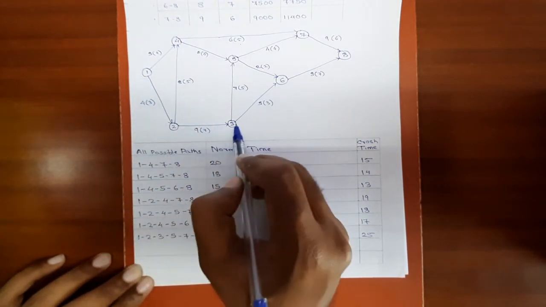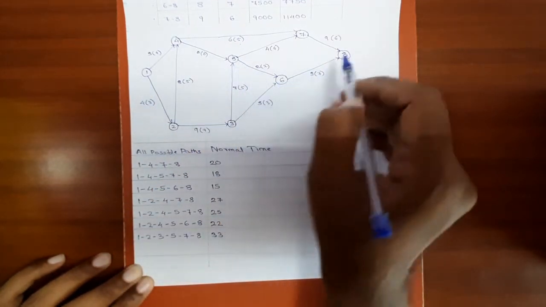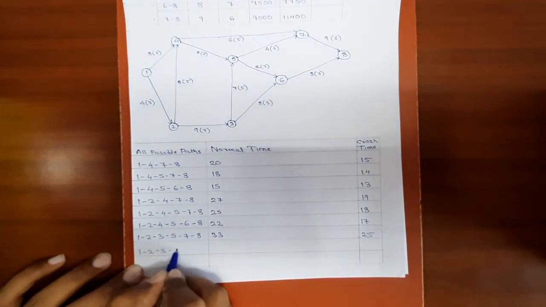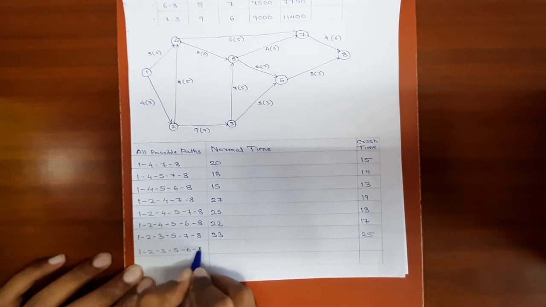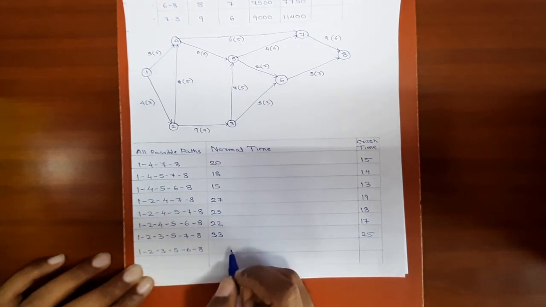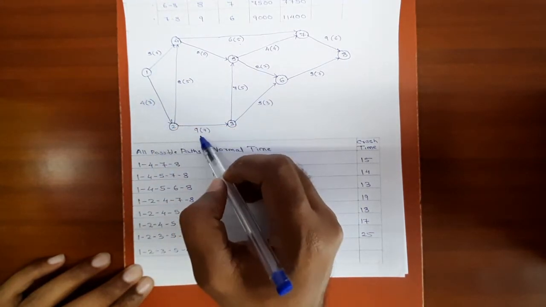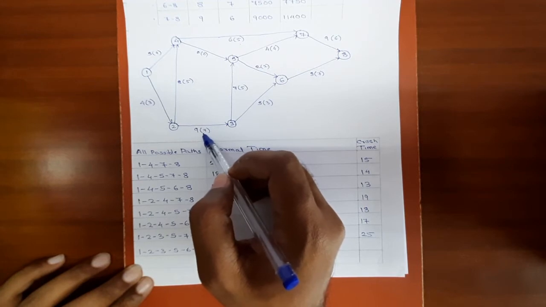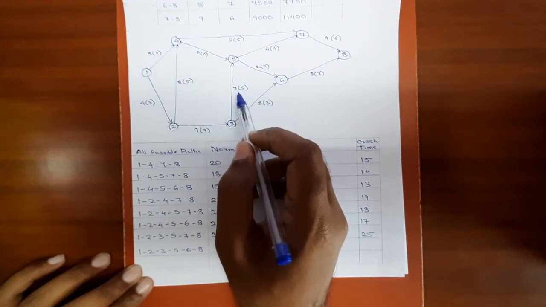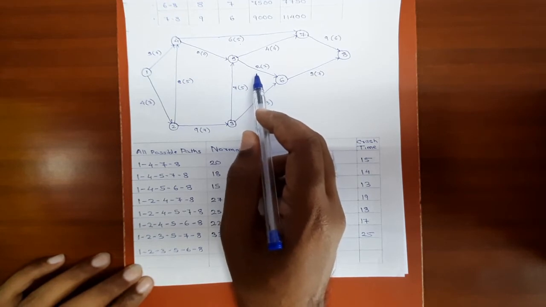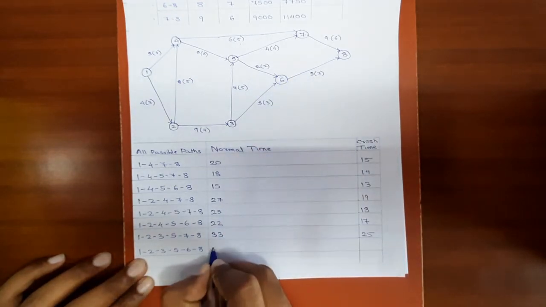1, 2, 3, 5, 6, 8. Now the normal time duration for this path, 4 plus 9 is 13, 13 plus 7 is 20, 20 plus 2 is 22, 22 plus 8 is 30.